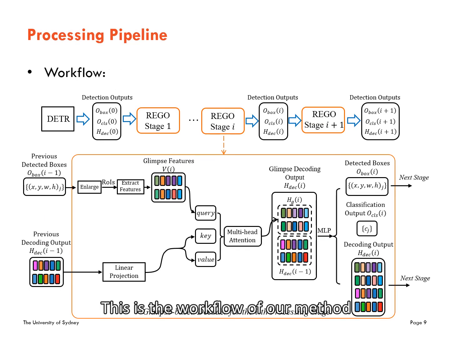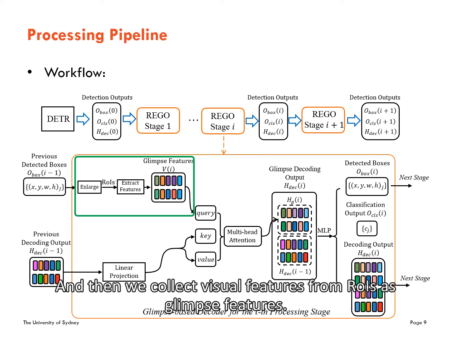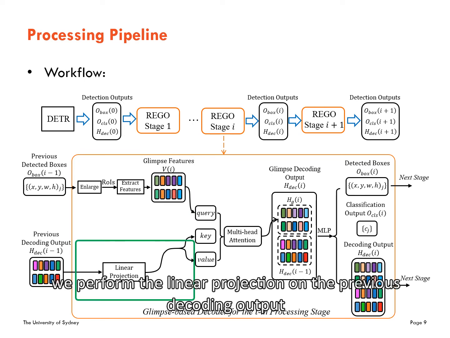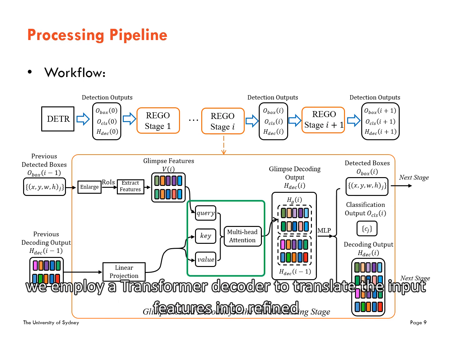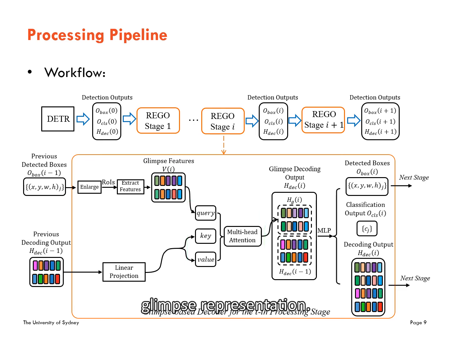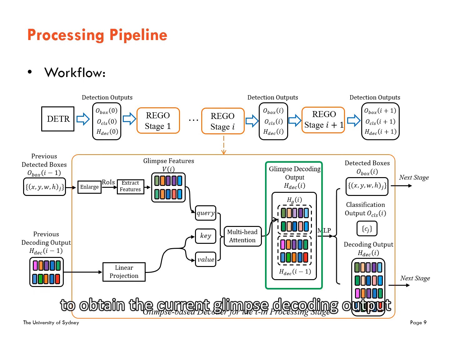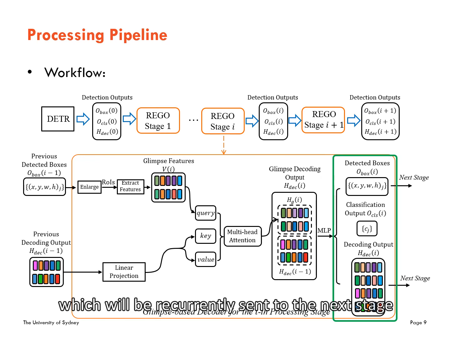This is a walkthrough of our method. For the s-th stage, we first enlarge the previous detection results as ROI, and then we collect visual features from ROI as glimpse features. We project the glimpse features into a query representation. In the meantime, we perform the linear projection on the previous decoding output to obtain key and value representation. With the query, key and value, we employ a transformer decoder to translate the input features into a refined glimpse representation. And we concatenate the refined glimpse representation with the previous decoding output to obtain the current glimpse decoding output. And we apply an MLP to transform the current glimpse decoding output to the current detection output, which will be recurrently sent to the next stage.